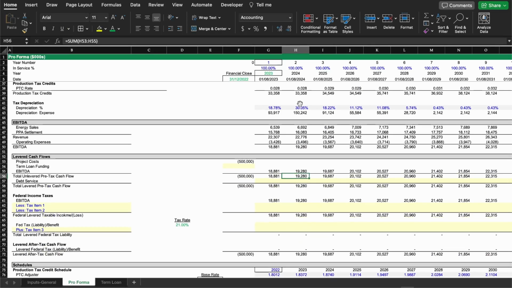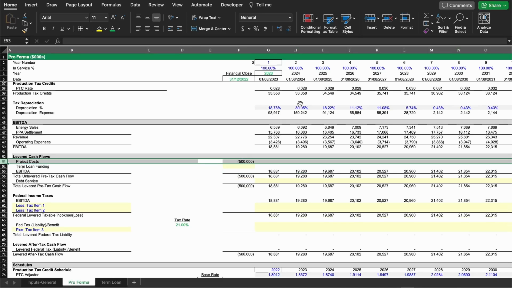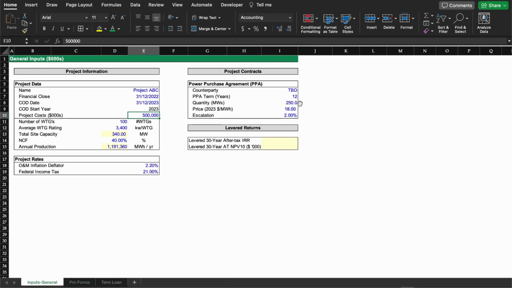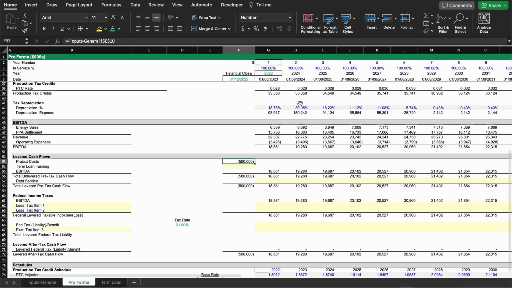Now we have to calculate the leveraged cash flows. So there's going to be that, okay? And let's see how this is going to be done. So we have the project costs here, which should come from this cell in here, right? And it does, in fact, it's $500,000 or $500 million. I'm just going to paint this green because that's referring back to another sheet.